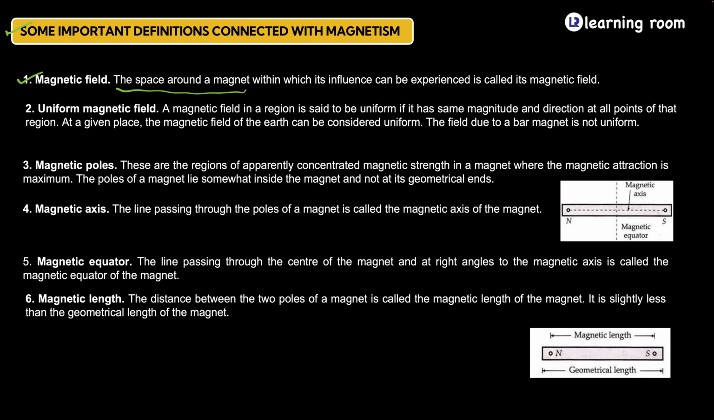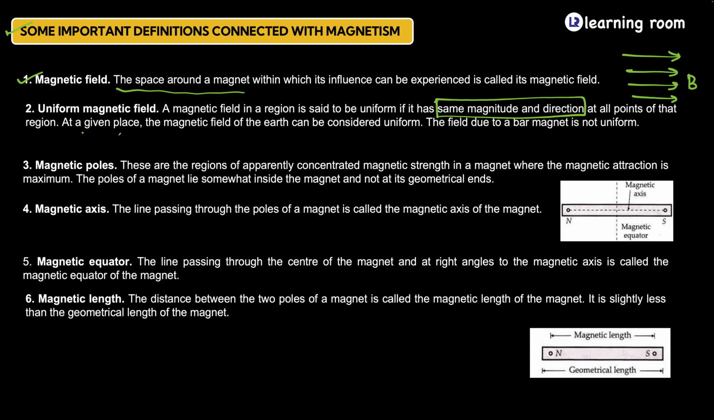Secondly, when you talk about the magnetic field, you can have two types: one is uniform and the second is non-uniform. What do you mean by a uniform magnetic field? A magnetic field in a region is said to be uniform if it has the same magnitude and direction at all points. At every point the field has the same magnitude and direction, so it is going to be a set of parallel rays. This is what is called a uniform magnetic field, and we have discussed this a lot in the previous chapter itself.